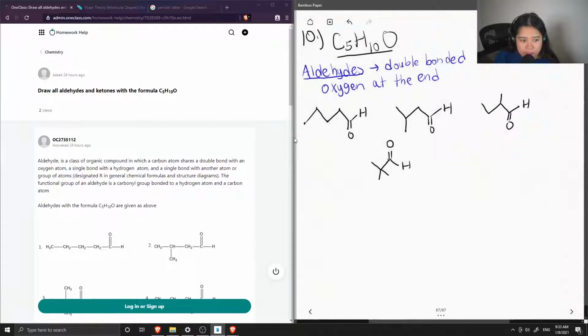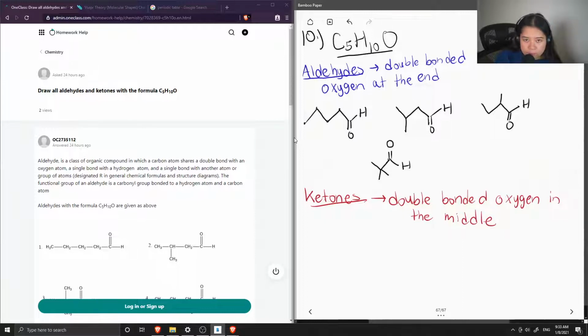Now let's do the same thing for the ketones with the same formula. So ketones are similar to aldehydes in which they contain a double bonded oxygen, except ketones are found in the middle. So again, let's draw our simplest 5-carbon chain. 1, 2, 3, 4, 5. And then a ketone would be in the middle right here.